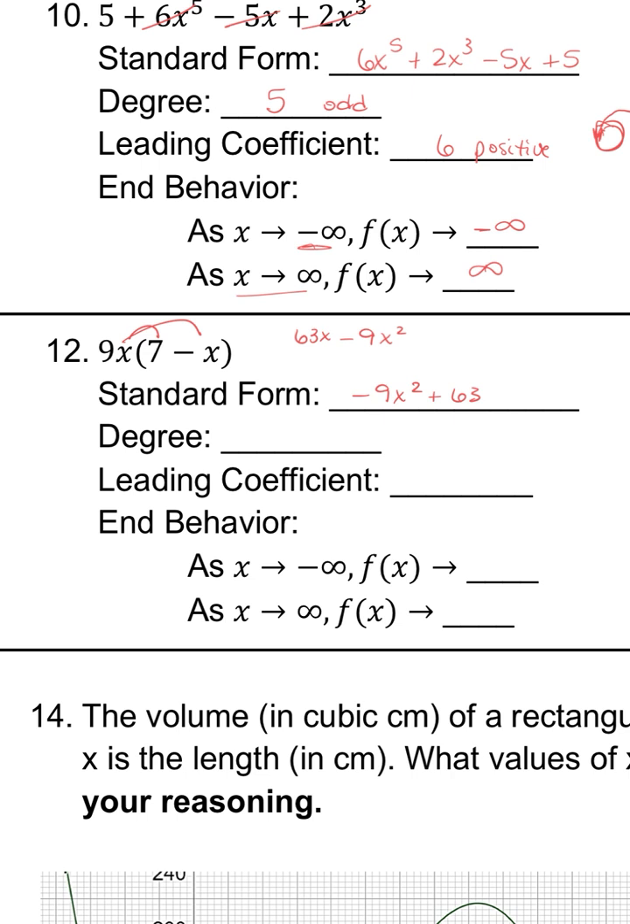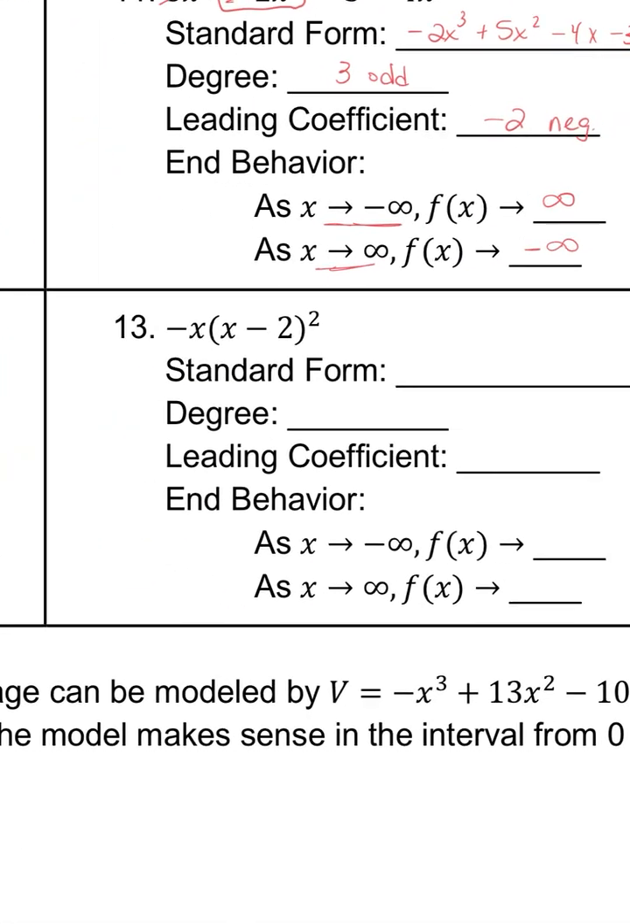so the degree is going to be 2, so it's even. The leading coefficient is negative 9, so it's going to go down. So it's going to look like this. So my end behavior on both sides is going to be to negative infinity. There you go. All right, one more.